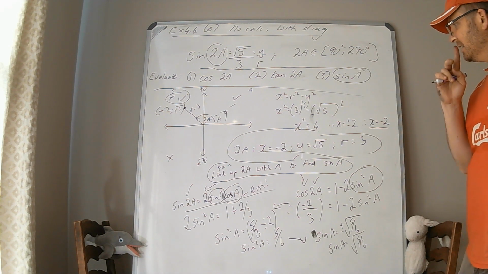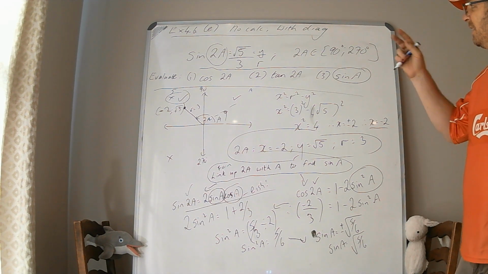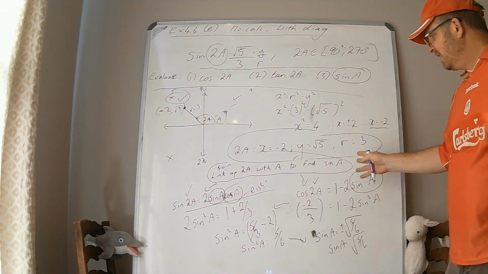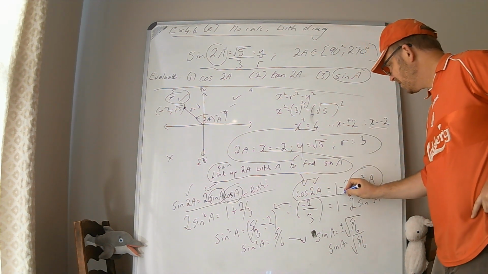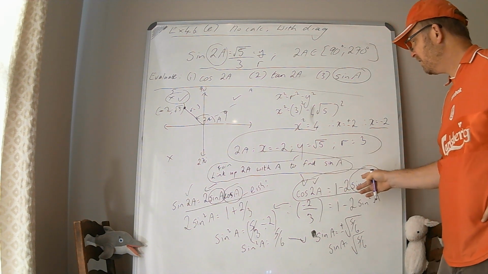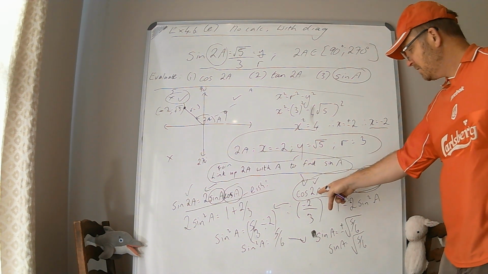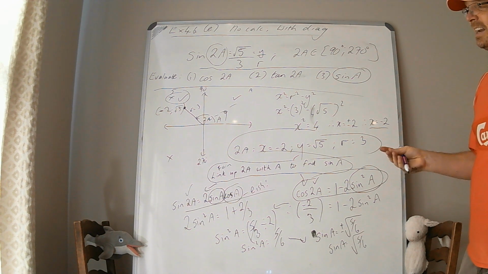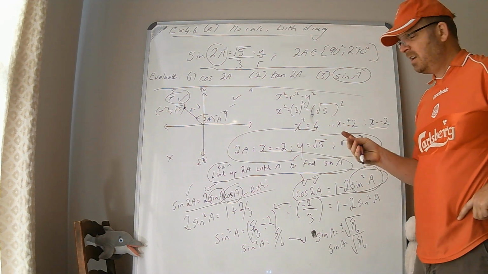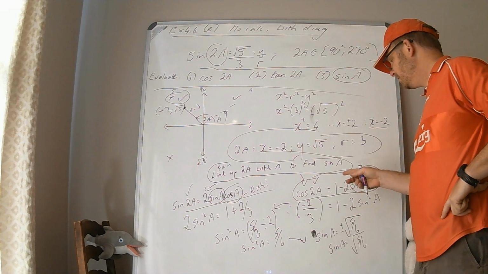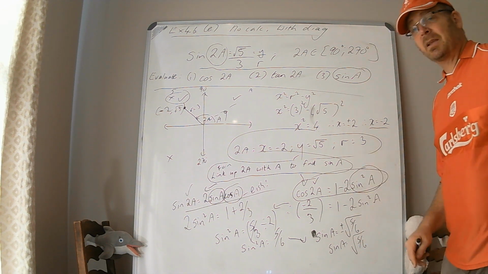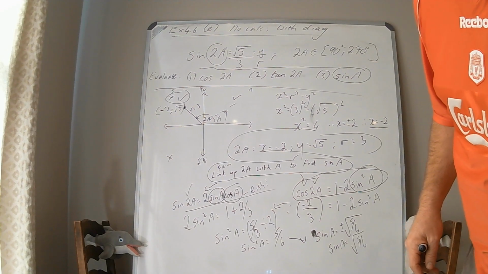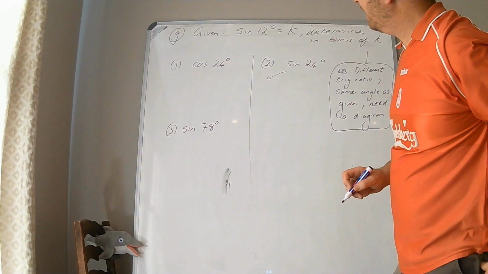Okay, so if you're given a double angle and you're asked to find a single angle, generally it's easiest to use the cos formula. Here we use cos 2A is 1 minus 2 sine squared A. If they'd asked us to find cos A, you'd use cos 2A is equal to 2 cos squared A minus 1, and then you'd isolate cos.